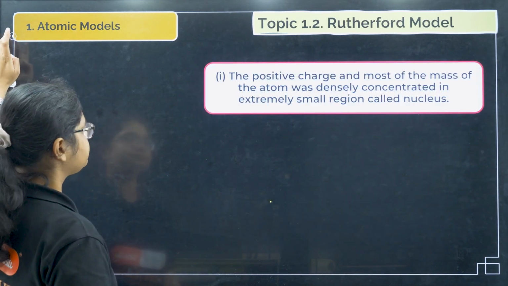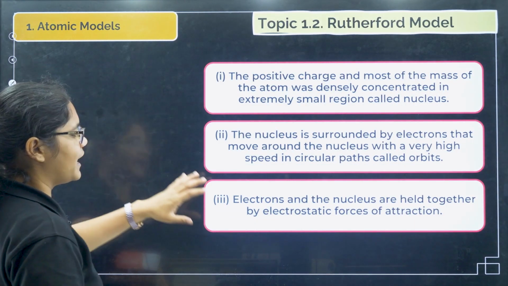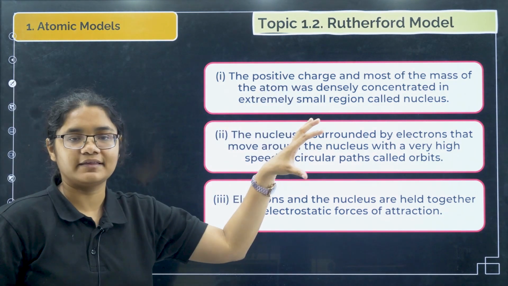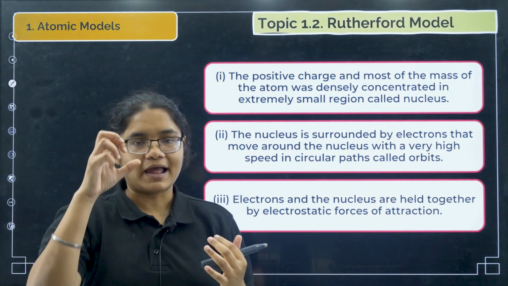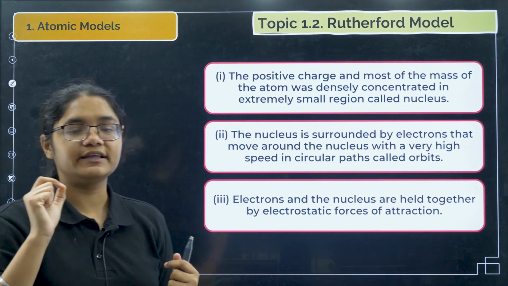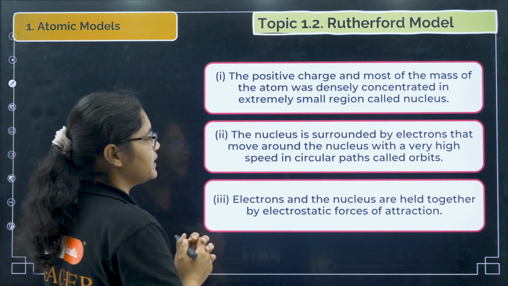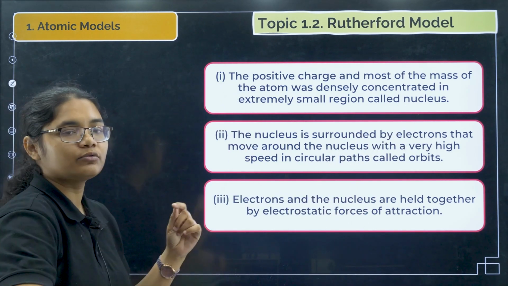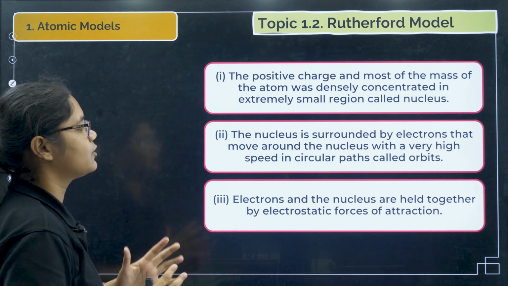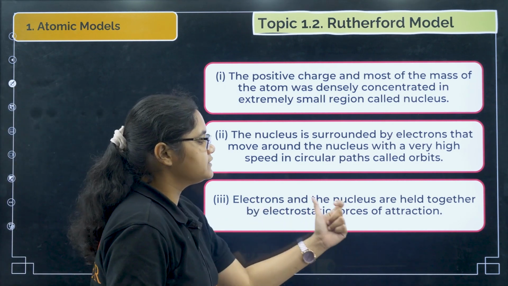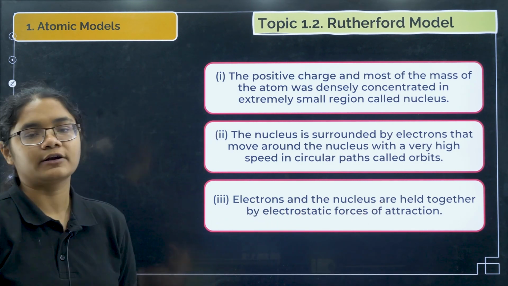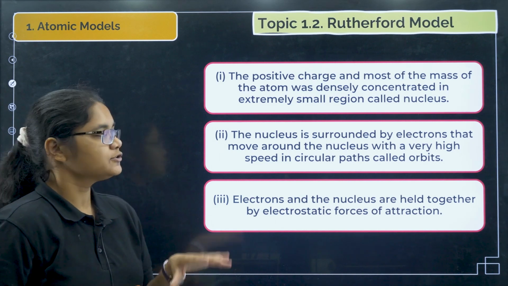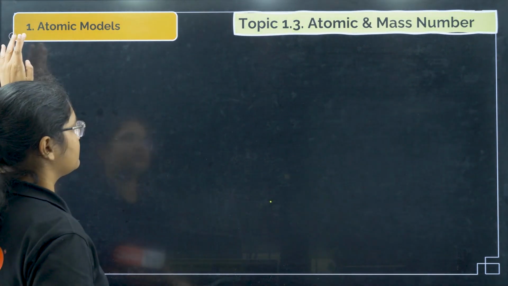So finally Rutherford gave the model of the atom where he said that at the center of the atom there is a small, positively charged, dense sphere which is called the nucleus, and electrons are revolving around the nucleus in circular paths called orbits. Electrons and the nucleus are held together by electrostatic force of attraction. This was the model given by Rutherford.